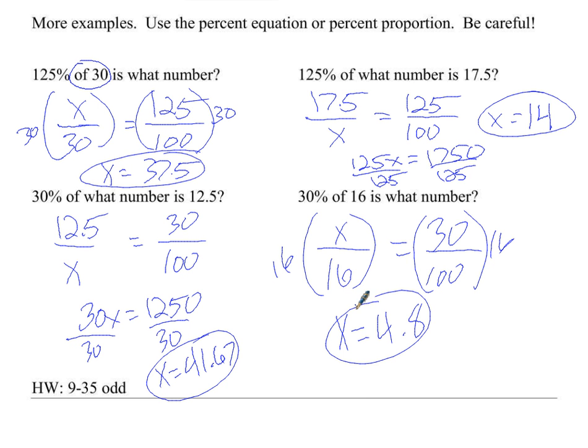You guys are capable of doing 9 through 35 odd. Not capable of doing the entire section yet, so the homework won't be due tomorrow. But you need to get 9 through 35 done tonight. Make sure you're checking your work.